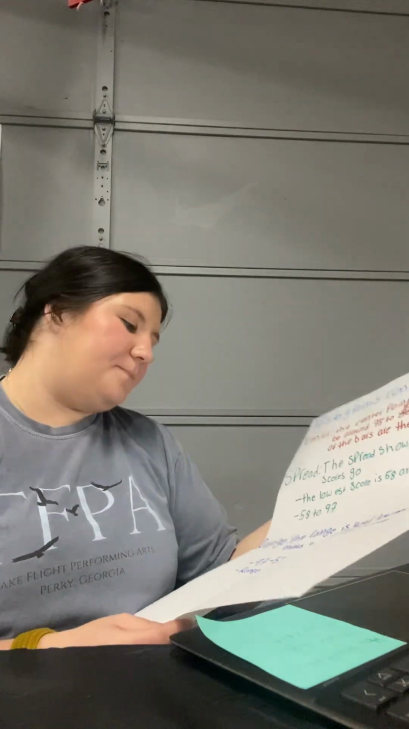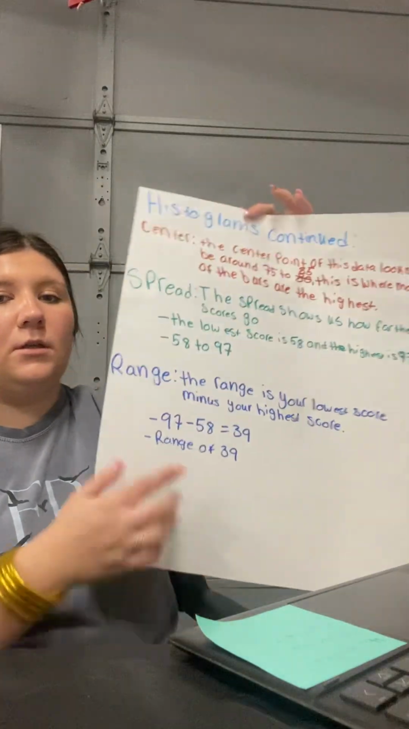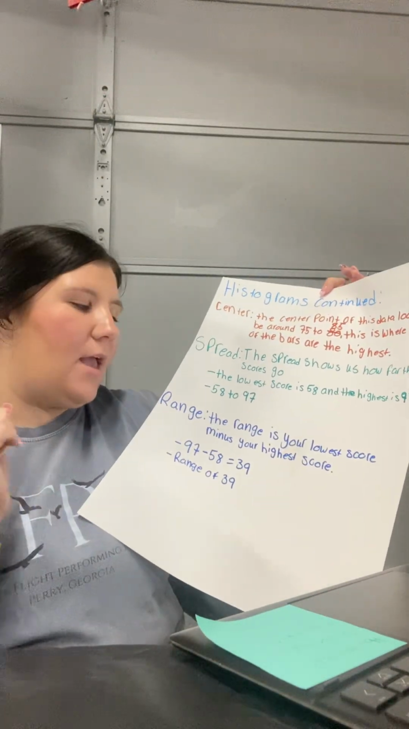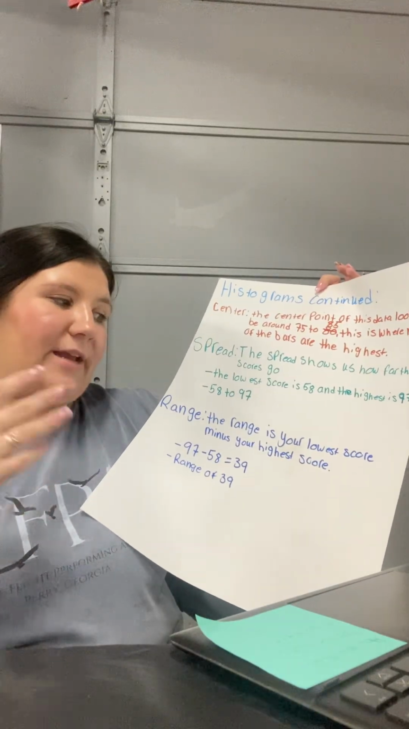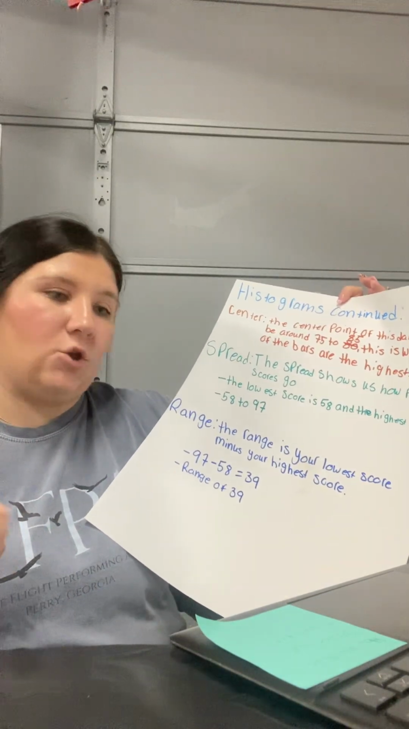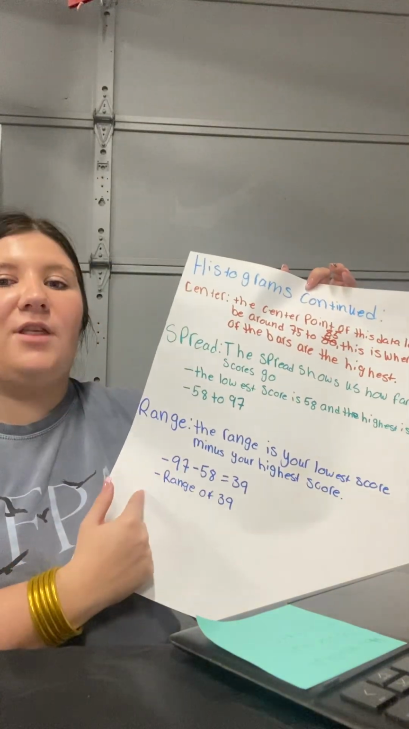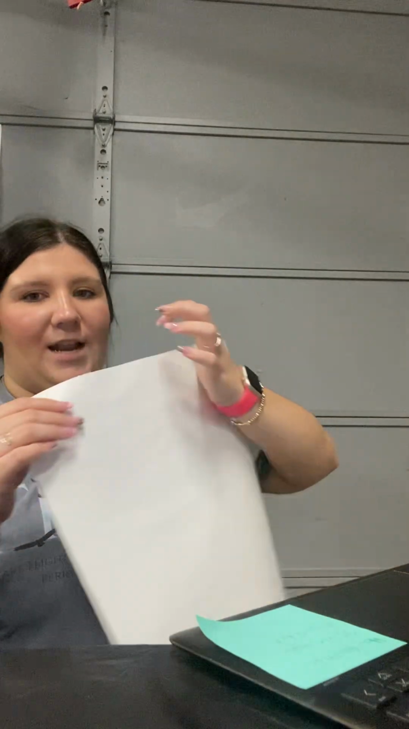Then we would talk about our range, and we would not define it, but just tell them a little bit how we get our answer. So the range is your highest score minus your lowest score. That would be 97 minus 58, giving us 39. So that makes our range 39.